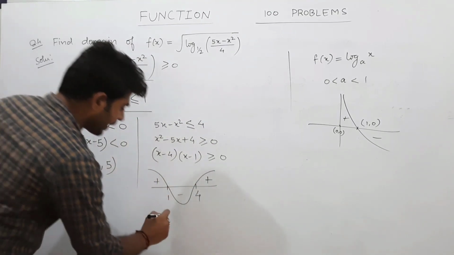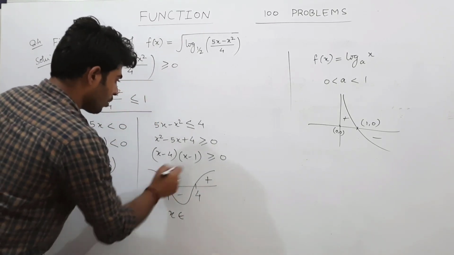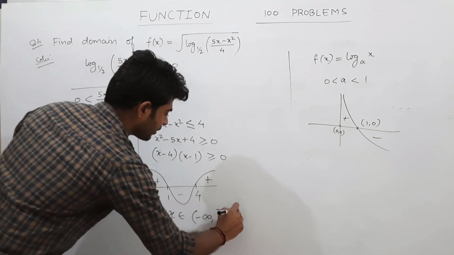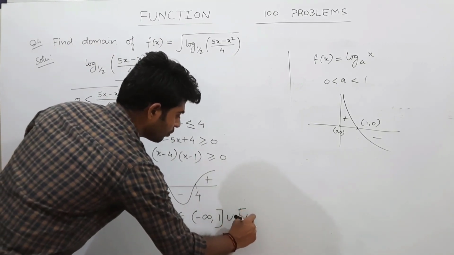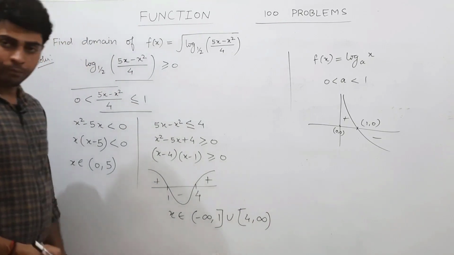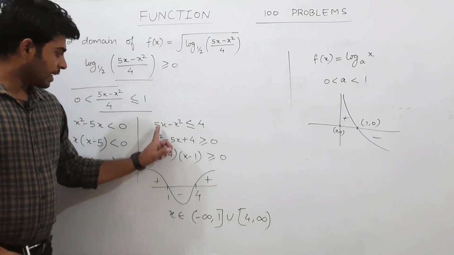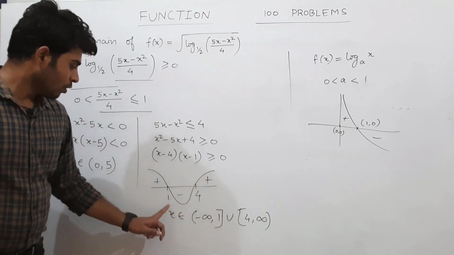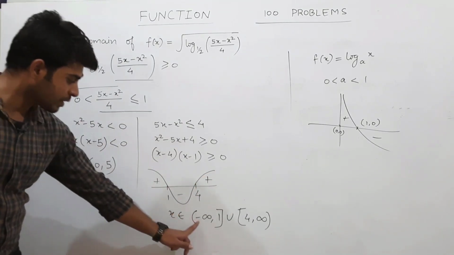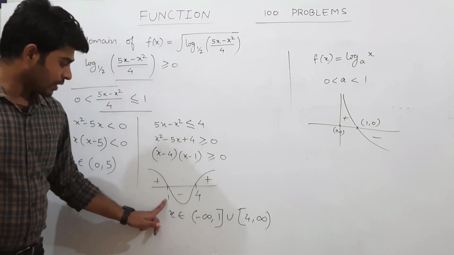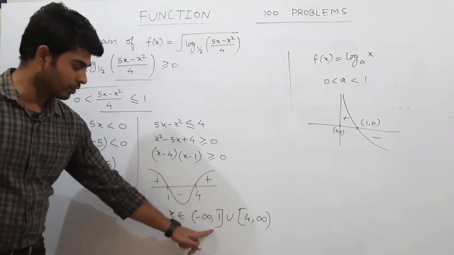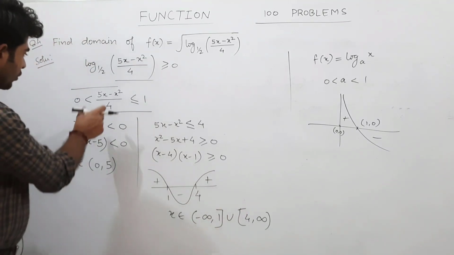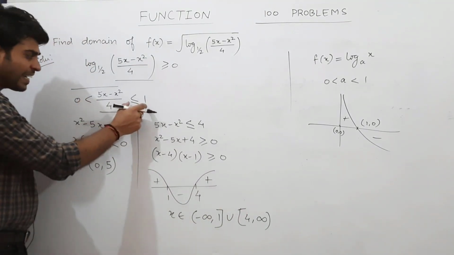So now we can say x will belong to minus infinity to closed interval 1, union closed interval 4 to infinity. This entire inequality will be satisfied when this quantity is greater than or equal to 0, when x is less than 1, meaning minus infinity to 1. Equality will be satisfied at 1. So here I am taking a closed interval, union closed interval 4 to infinity. So this quantity should be greater than 0 and less than or equal to 1.